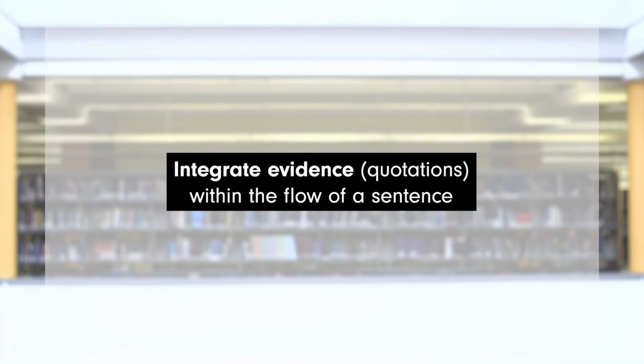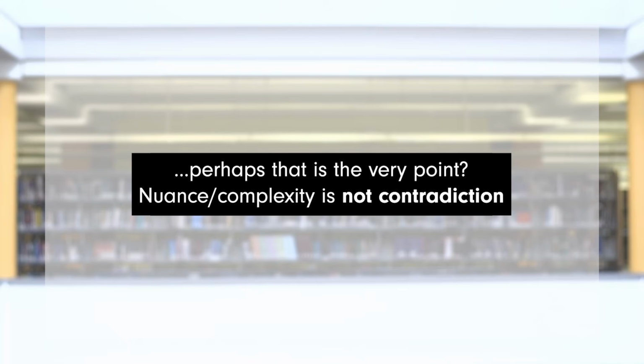Be sure to integrate your evidence, which in this context means the quotations from the text, within the flow of a sentence, so it flows elegantly within a sentence. Be comfortable with complexity. It doesn't matter if you find it hard, and perhaps that is the very point. Nuance and complexity is not contradiction. Hopefully these top tips have proven useful and that you're able to write compelling arguments about poetry and to formulate arguments in your writing from now on.